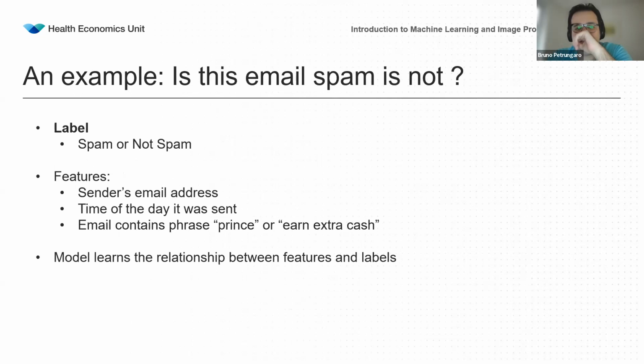So here is an example of what a machine learning process will look like. Suppose we want to define if an email we receive is spam or not. We have some features, some variables, some predictors. We have the email address of the sender, the time of the day it was sent, and two variables, basically one if the email contains the word prince or the words earn extra cash. And we're going to use these features to make a prediction if the email is spam or not spam.